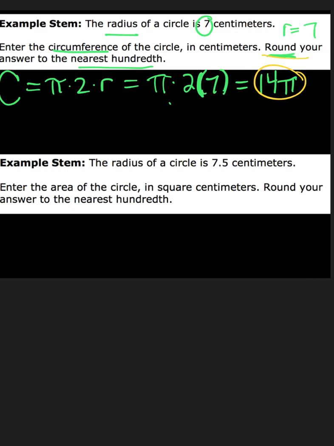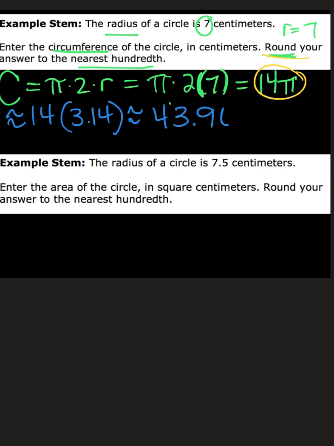But it told me to round, so I am going to continue on here by approximating 14 times 3.14. And because I have multiplied that together, I should know that my circumference is approximately 43.96 centimeters. Centimeters because we're still dealing with one dimension, as a circumference is a perimeter.